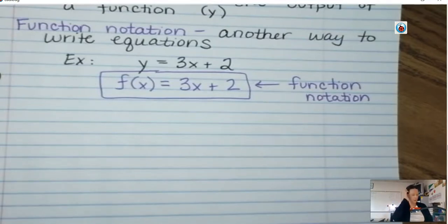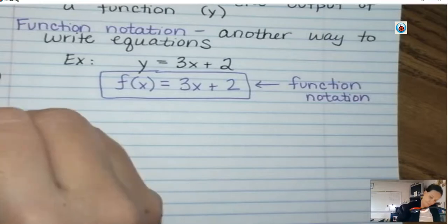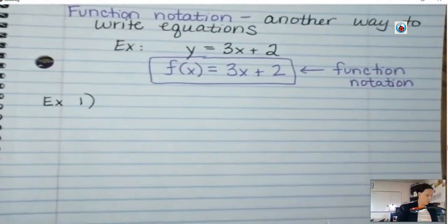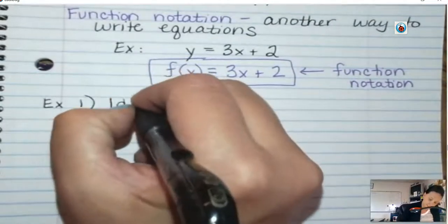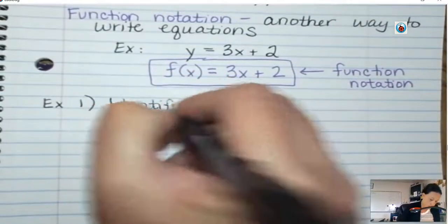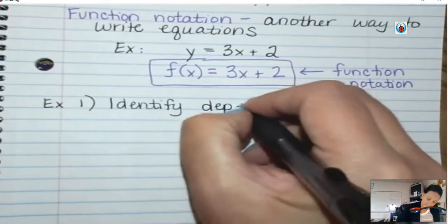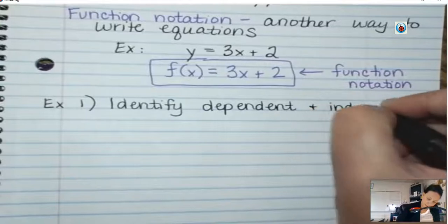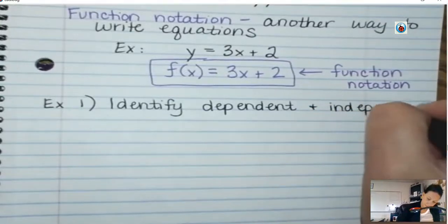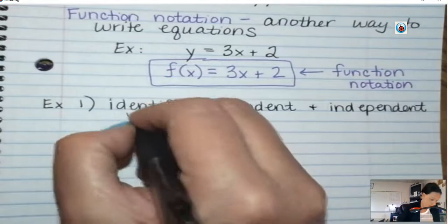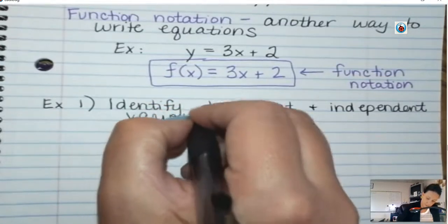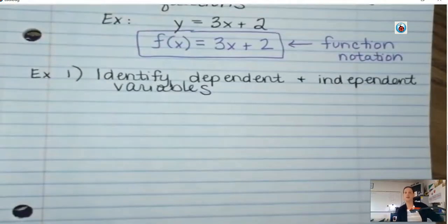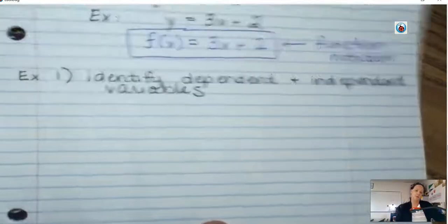Okay, then let's move on to example 1. Example 1 is going to ask us to identify the dependent and independent variables. So it's going to give you a sentence, and you have to say which words are the dependent, which words are the independent.